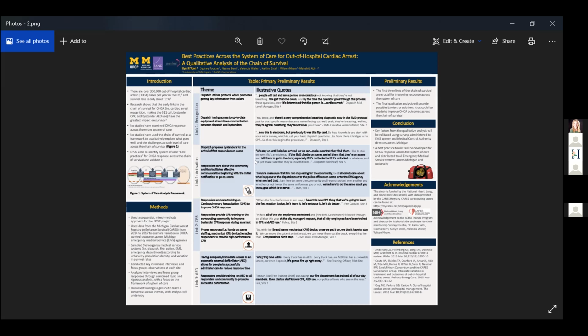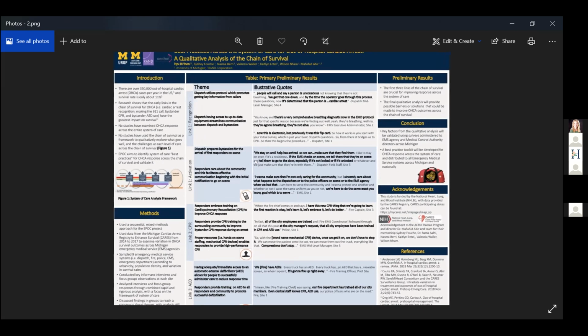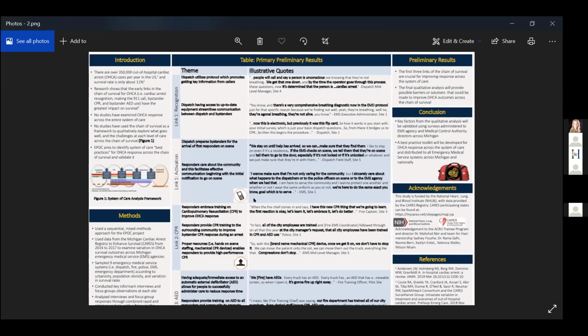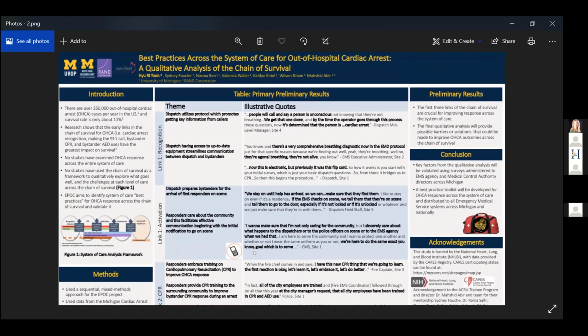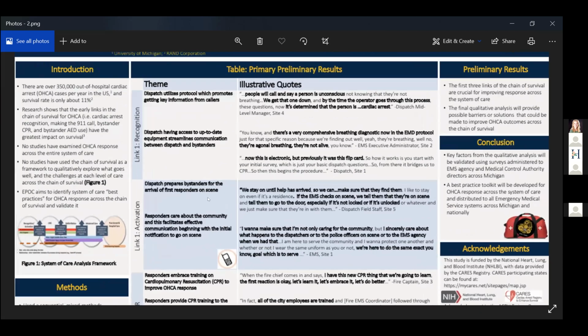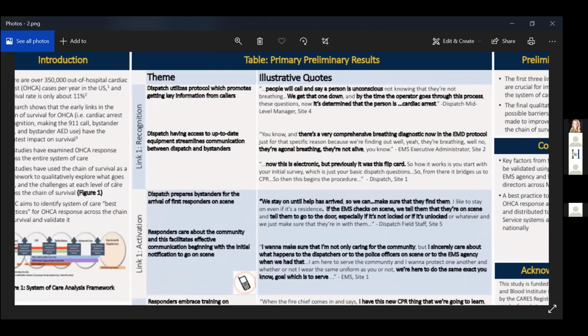So going into my poster presentation, the project that I was focusing on was the best practices across the system of care for out-of-hospital cardiac arrest, more specifically a qualitative analysis of the chain of survival. The title alone is a very big topic, so hopefully going through the introduction will help you understand.